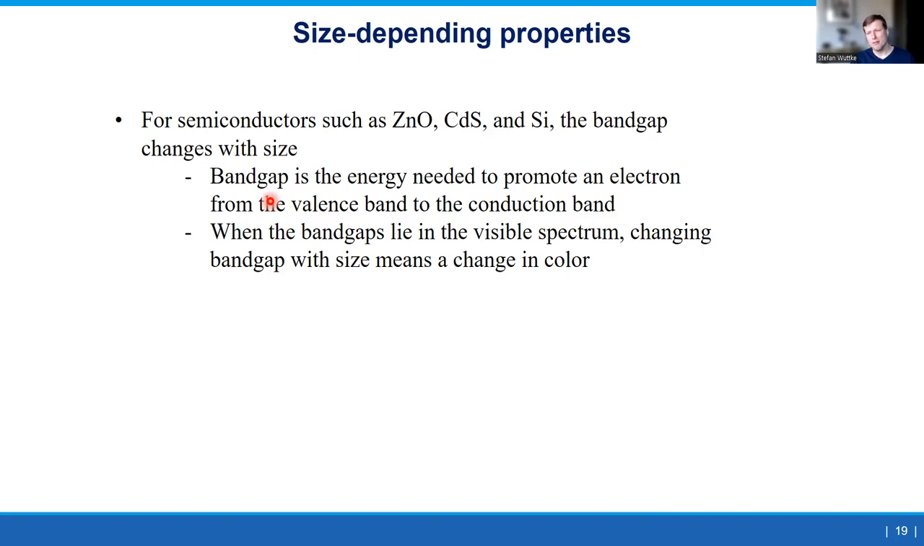And for nanoparticles, you never have a perfect nanoparticle that is 3 nanometers. You always have a size distribution. And if you have a size distribution and size-dependent properties, it means you also always have a slight distribution of properties with each batch, and this is very bad for industrial application.